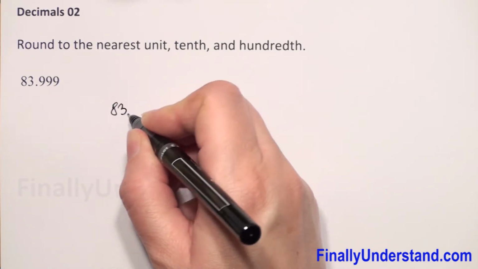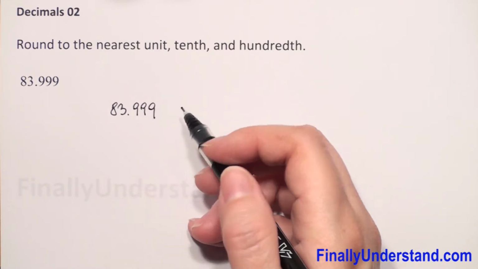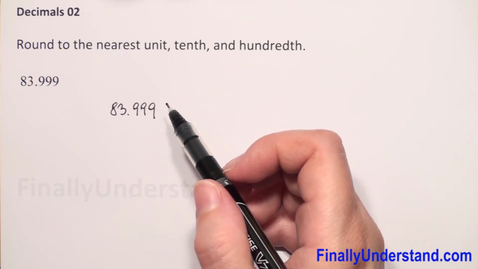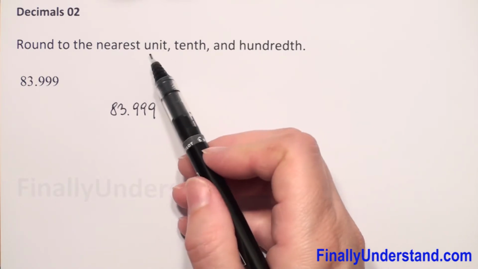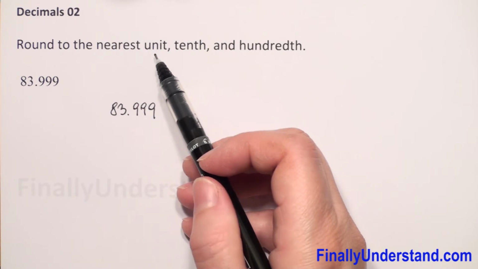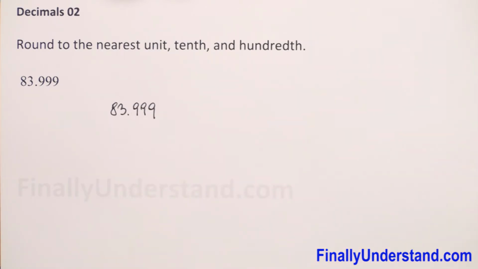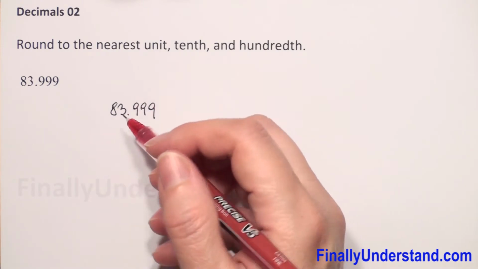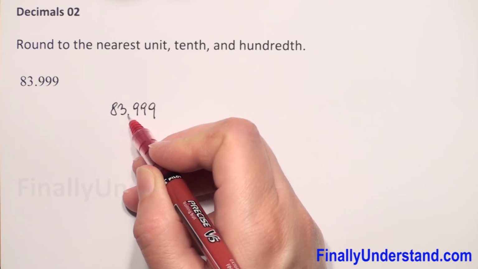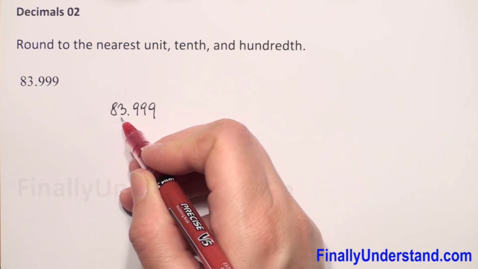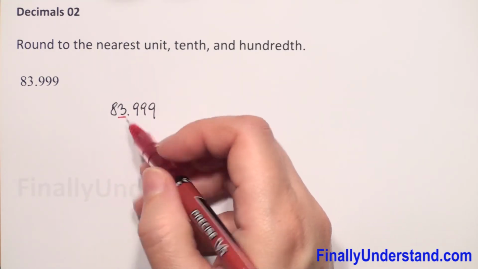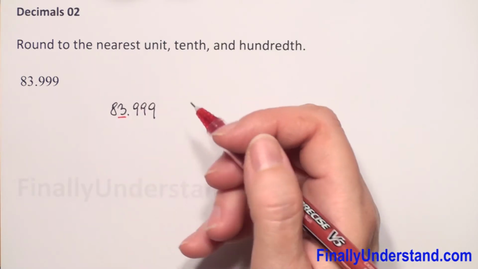We have 83.999. Next, we have to decide which is the last digit to keep. So first we need to round to the nearest unit. We have to find the unit in our number and underline it. The unit, like I said, is to the left of the decimal point. The first digit to the left of the decimal point is our unit. We have 3 units, or we can say 3 ones.